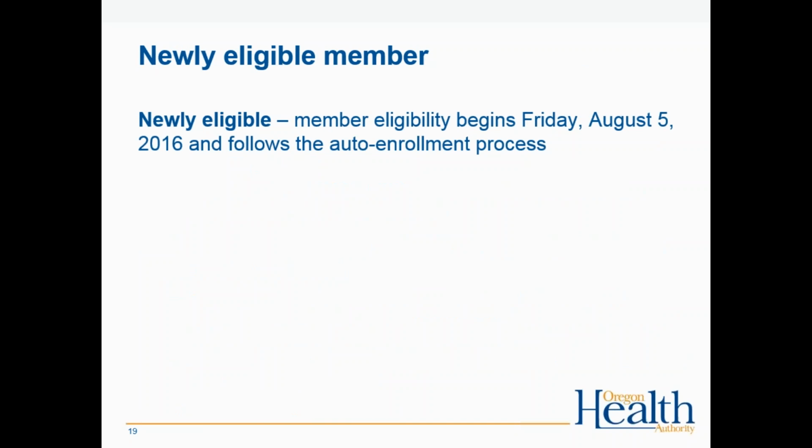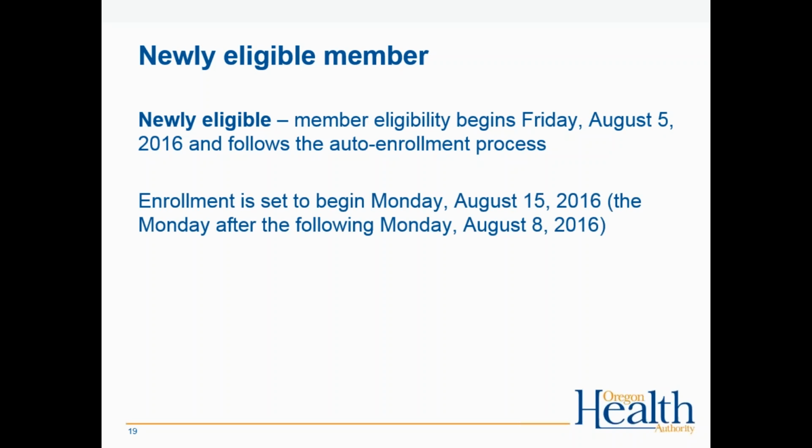So our first example is a newly eligible member. The member's eligibility with OHP begins on Friday, August 5th, and is going to follow the auto-enrollment cycle process. So the enrollment will be effective August 15th. It's the Monday after the following Monday from August 5th.